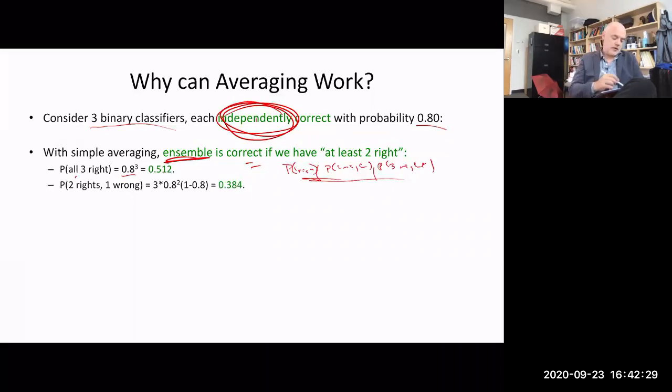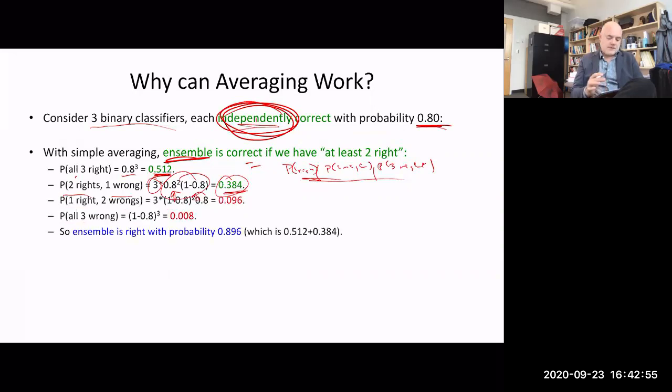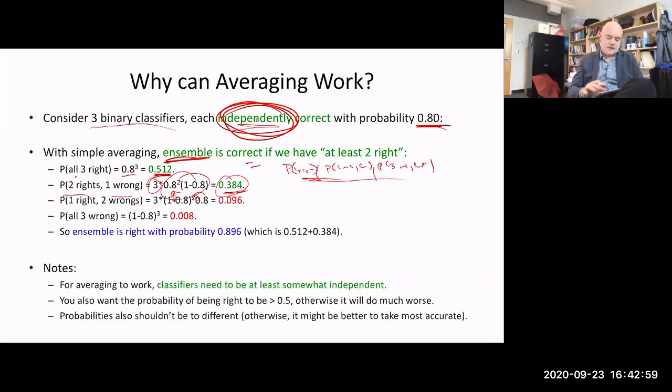forests do. So the probability of 2 rights and 1 wrong, there are 3 different ways to have 2 rights and 1 wrong, and then this is the probability. 2 being right, 1 being wrong, that's it, okay? So you can already see if you add these together that the probability of being right in an averaging model where each of the individual classifiers has this accuracy and that they make independent predictions is greater than 0.8. So we've won, okay? So the ensemble is right with probability 0.896, right?